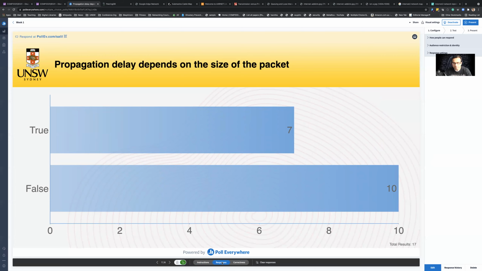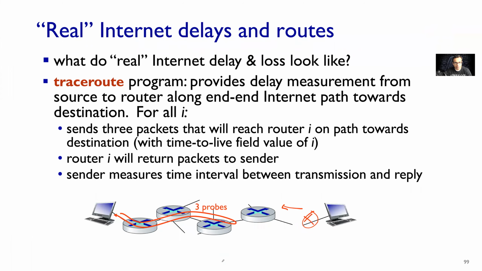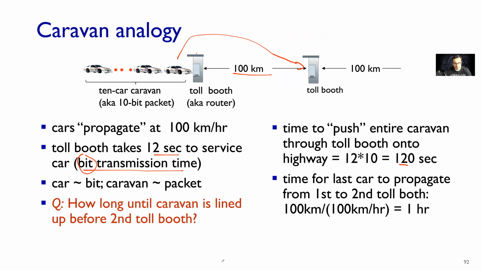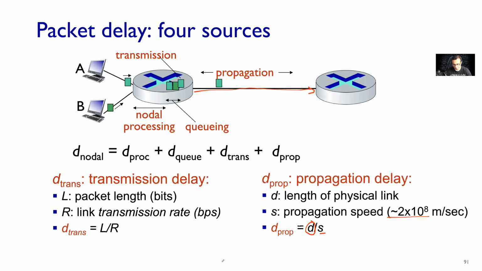Yep. I would go with the majority here, because remember the propagation delay, where was that? It does not depend on the size of the packet, right? The propagation delay is the distance divided by the speed at which bits can actually propagate, the propagation speed. So there's nothing here to do with the size of the packet. The transmission delay is the one which depends on the size of the packet, right? So this is always a nice trick question, if you may.